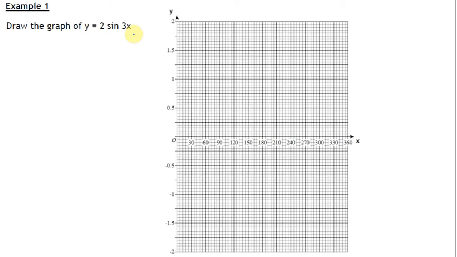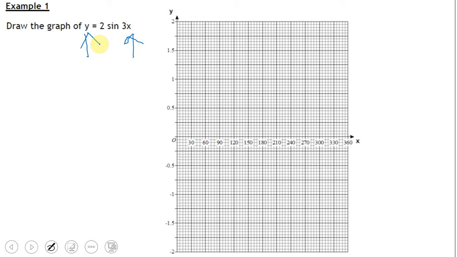Now, the first example is dealing with plotting a trigonometric graph. So in this case, we need to draw the graph of y equals 2 sine of 3x. Now, to be able to plot a graph of any type, we basically stick in x values into the function, and then we calculate the function to find our y value. So the best way to do this is in the form of a table and then to calculate the function for each of those values.